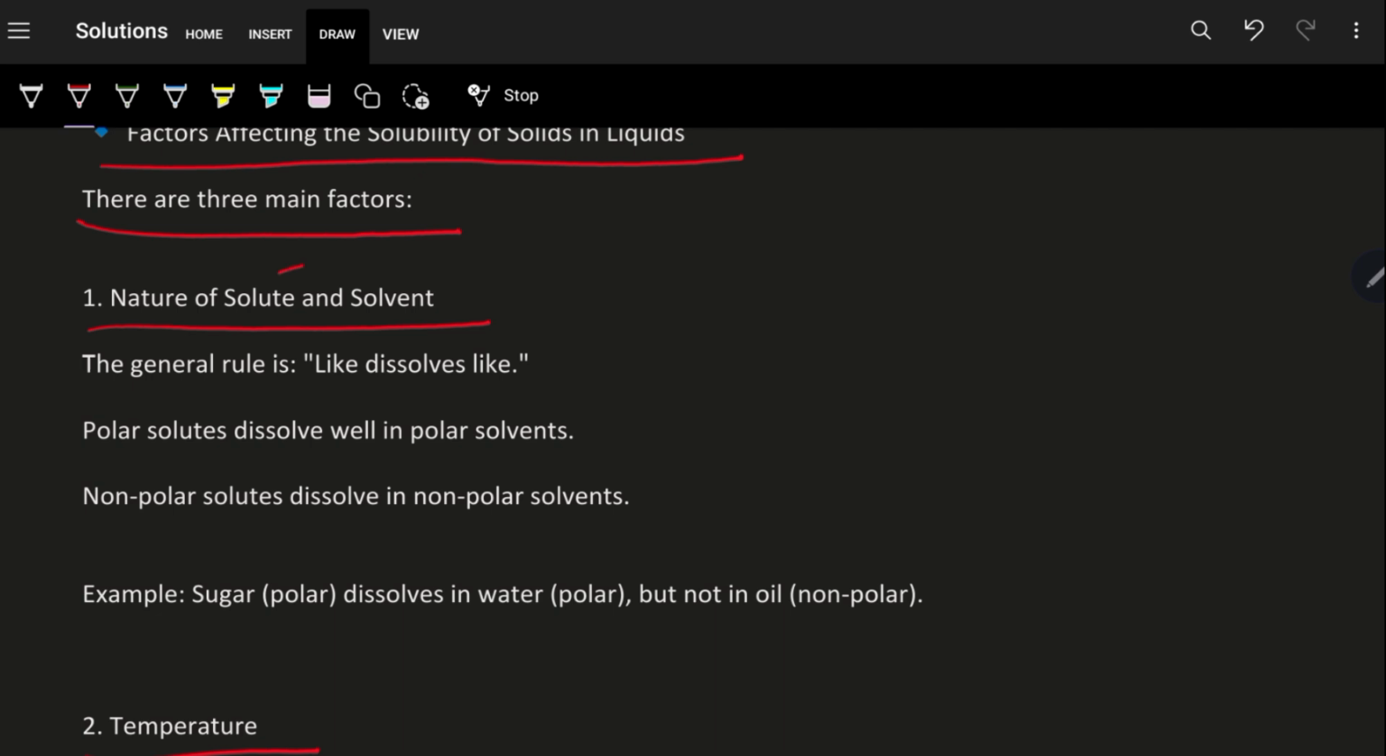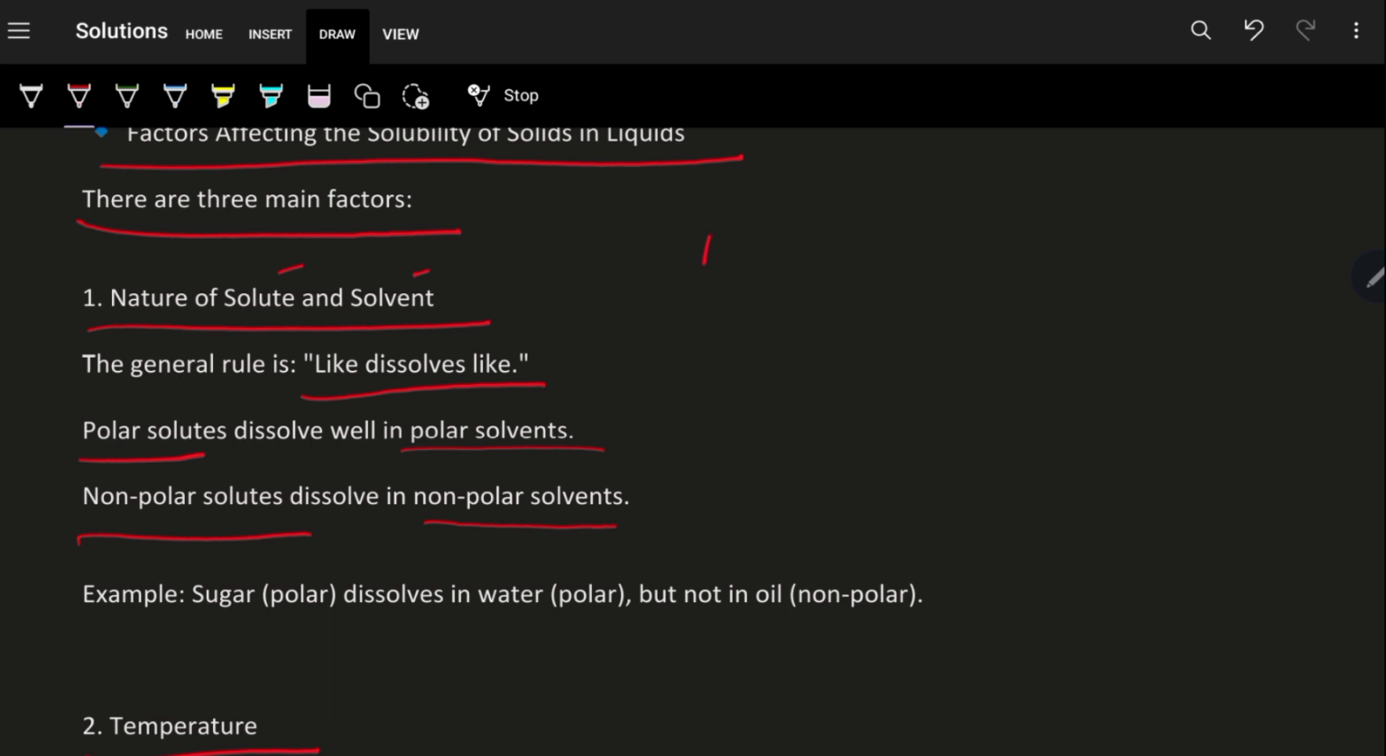Nature of the solute and the solvent. Generally, we have heard "like dissolves like." What is this "like dissolves like"? A polar solvent dissolves all polar solutes. A non-polar solvent will dissolve non-polar solutes. Why? Why does solubility occur at all?